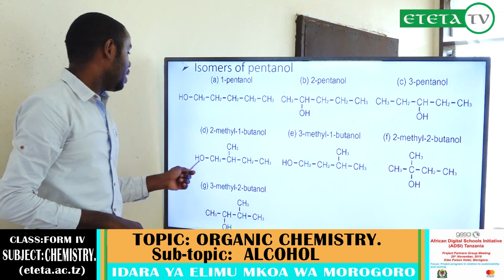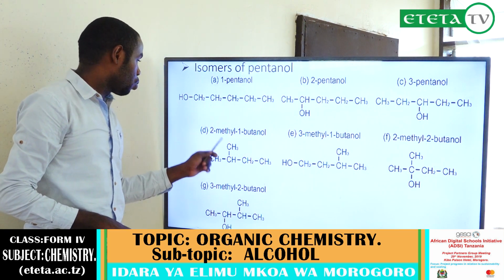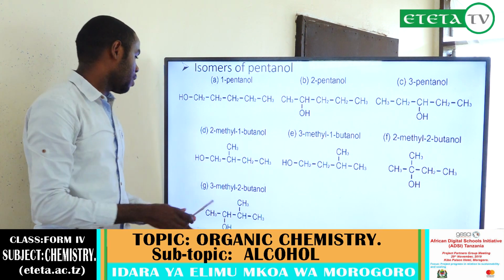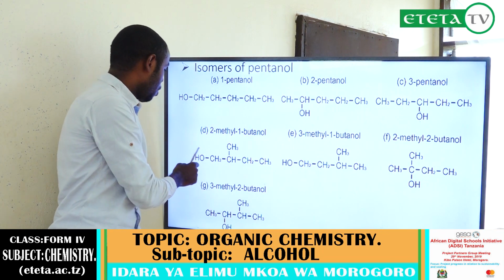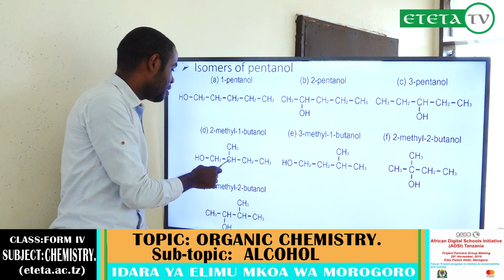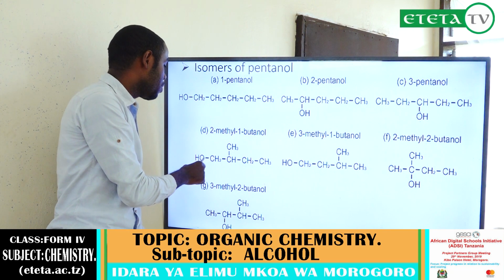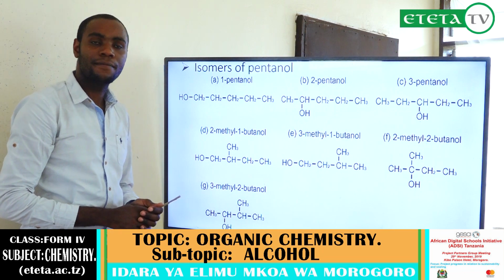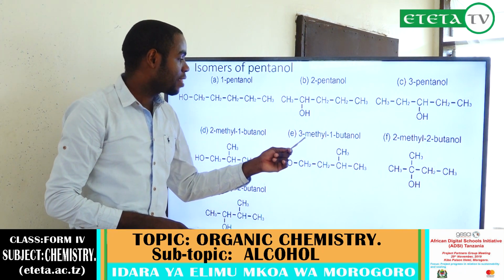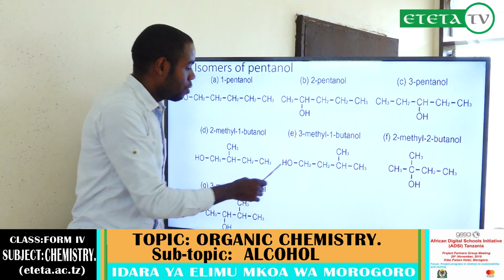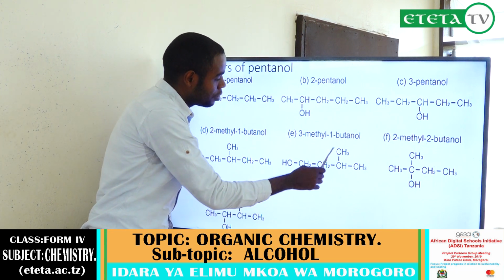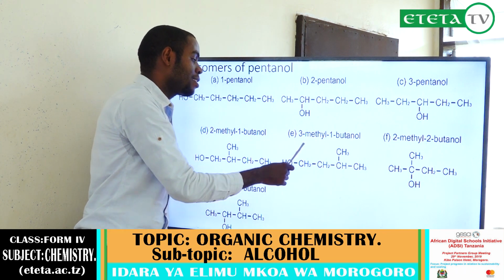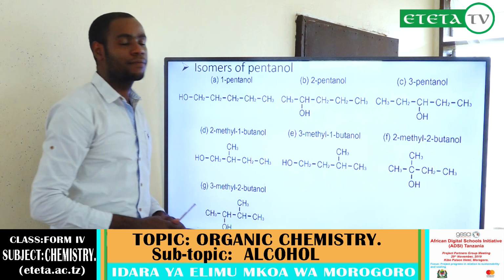Number 4 is 2-methyl-1-butanol. 1, 2, 3, 4. OH is on the first carbon, CH3 is on the second carbon. So it is 2-methyl butan-1-ol or 2-methyl 1-butanol. Another isomer is 3-methyl butan-1-ol. 1, 2, 3, 4. The methyl group is on the third carbon, OH on the first carbon. So it is 3-methyl butan-1-ol.